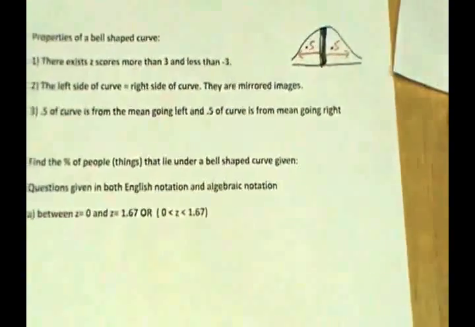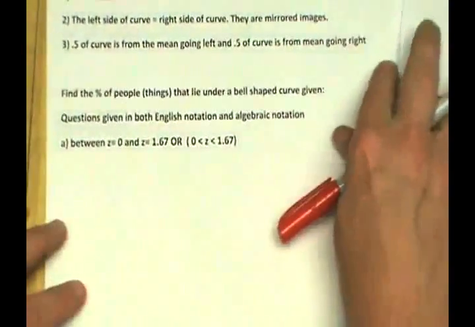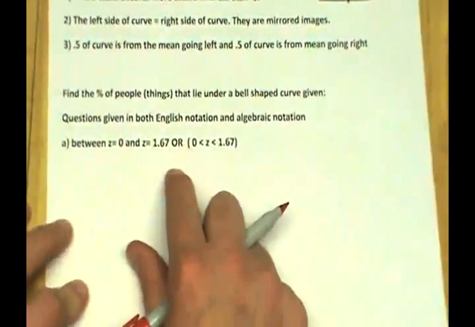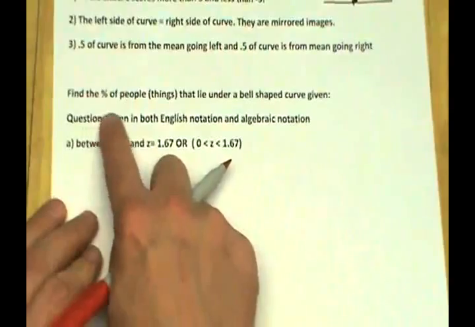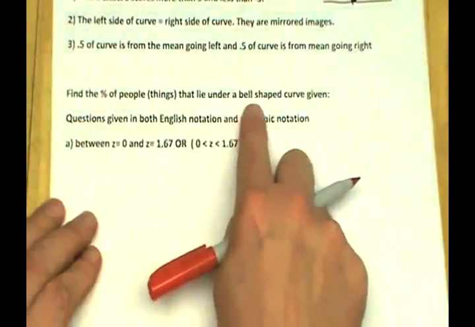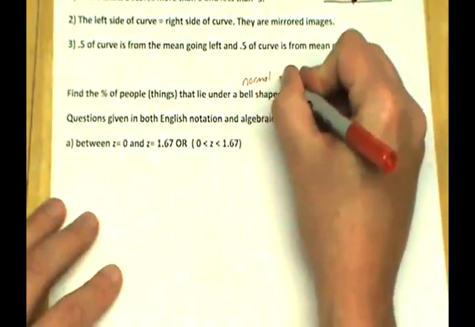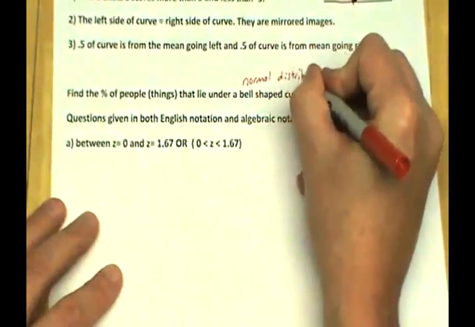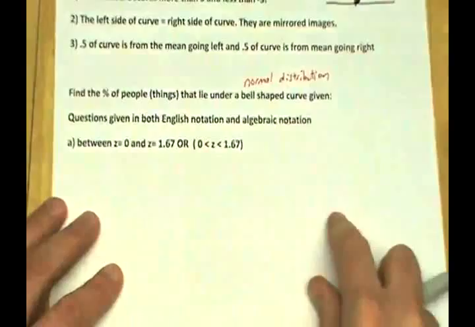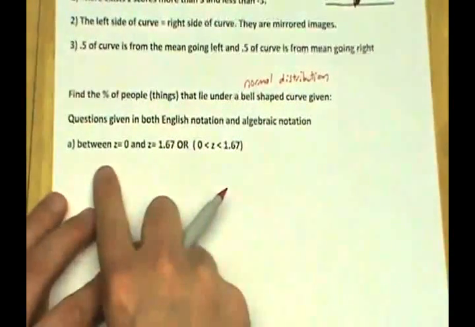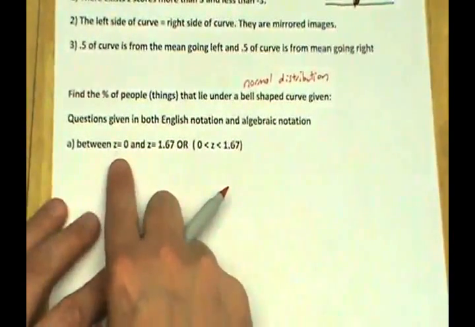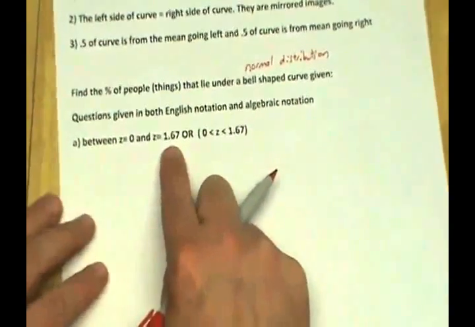Okay, so here we go. We're going to jump right in. So the first question says, find the percentage of people or things that lie under a bell-shaped curve. Another name for bell-shaped curve is normal distribution. Given between z equals 0 and z equals 1.67.